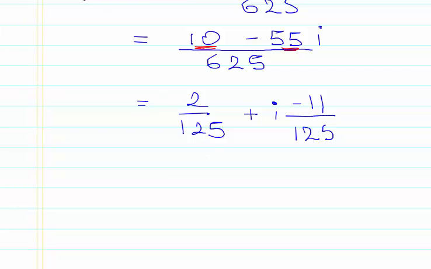So when we work it out, the real component of the number we're looking for is 2 over 125, and the imaginary component is minus 11 over 125. So that's our number in standard Cartesian form. Okay, we'll leave it there.